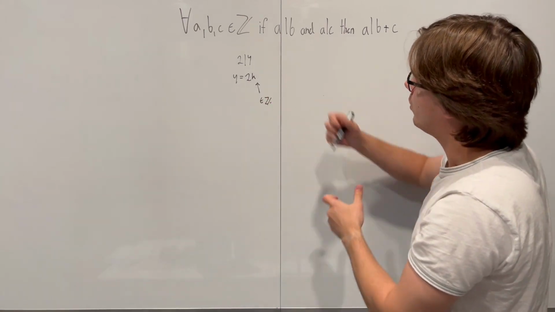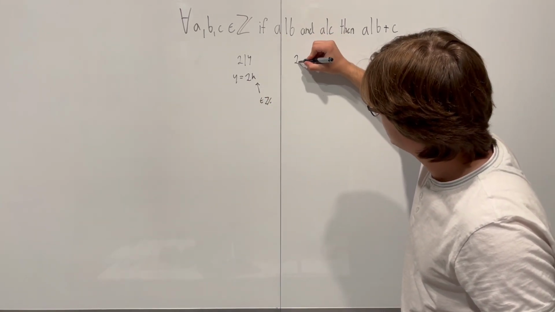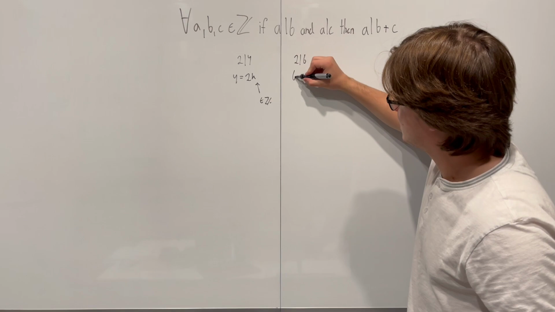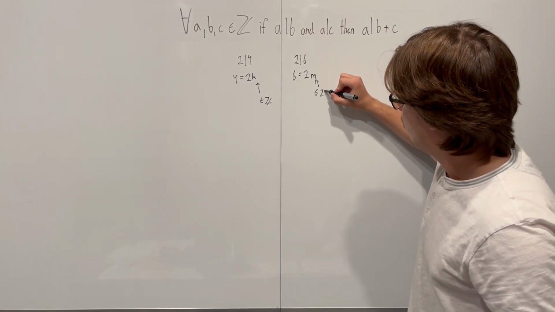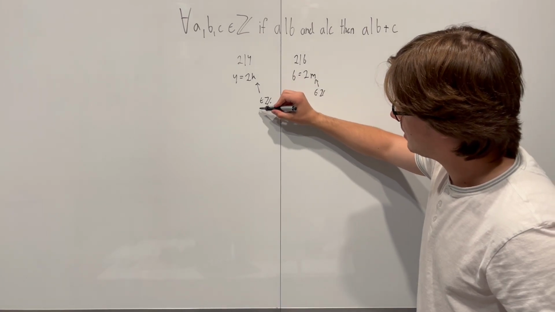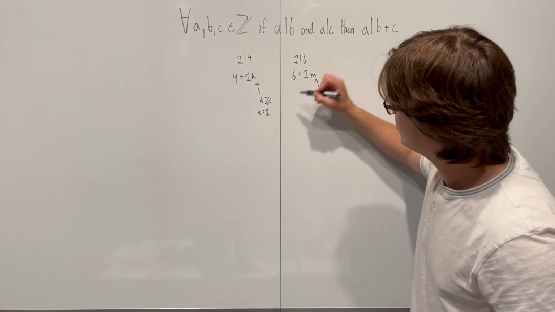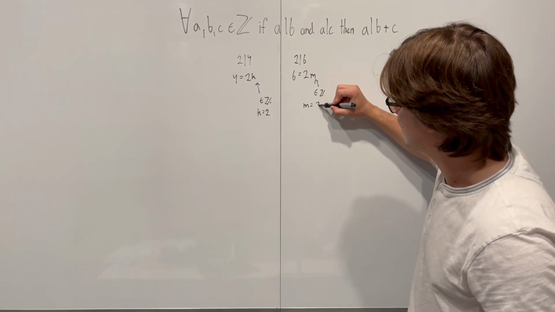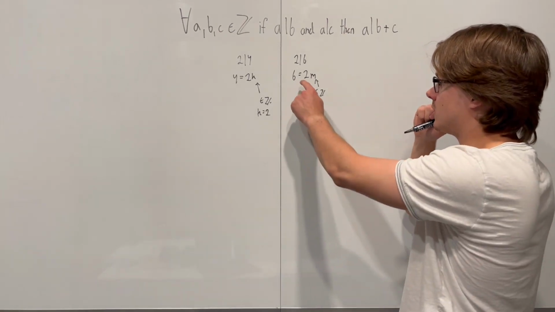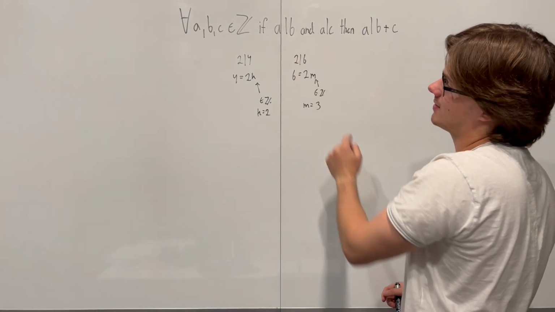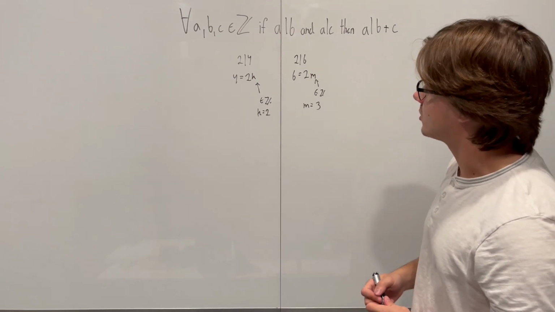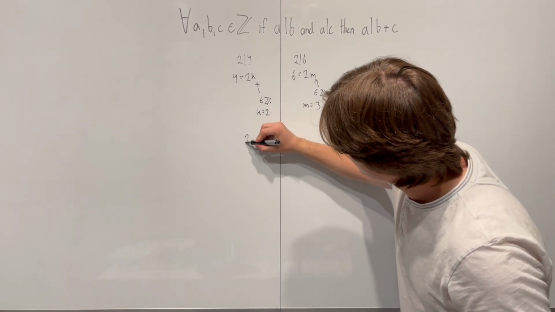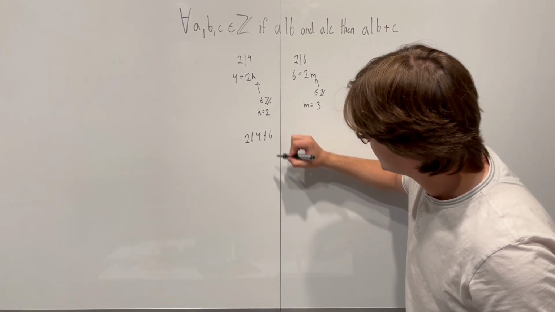So for 2, we know that 2 divides 4 and 2 divides 6 because 6 can be written as 2 times an integer, where in these cases k has to be equal to 2 and m has to be equal to 3, right? 2 and 3 are both integers, which means this statement is true, and that statement is true. Okay, fantastic.